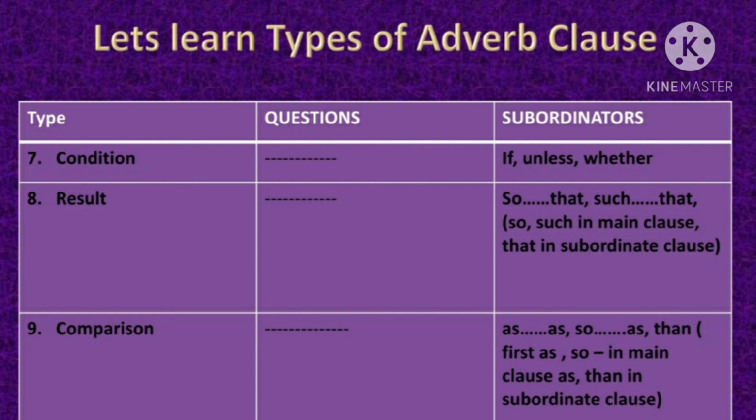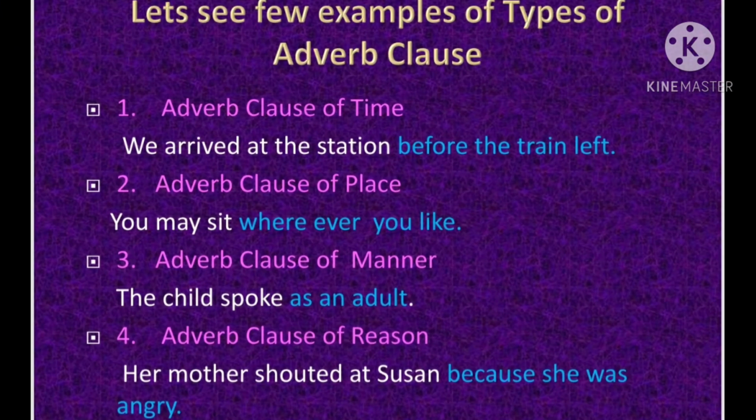And after learning all these nine types, children, you need to remember one more thing: an adverb clause always modifies a verb, an adjective, or a similar word, that is, an adverb, in the main clause. If it is an adjective clause, it qualifies the noun or pronoun. If it is an adverb clause, it modifies a verb, an adjective, or an adverb in the main clause. Let's see a few more examples of types of adverb clause.